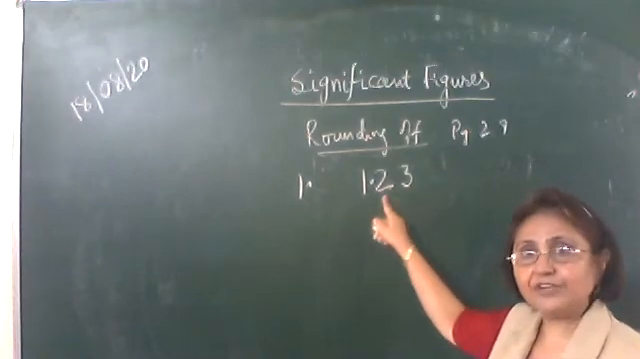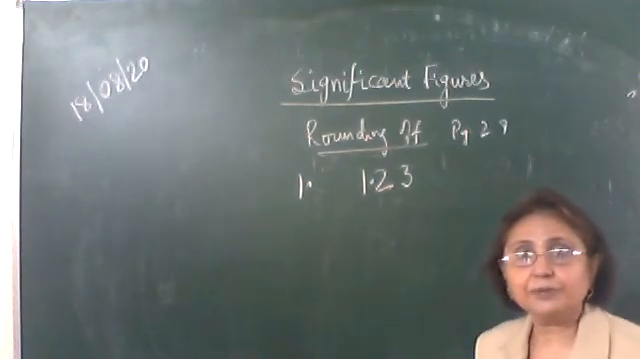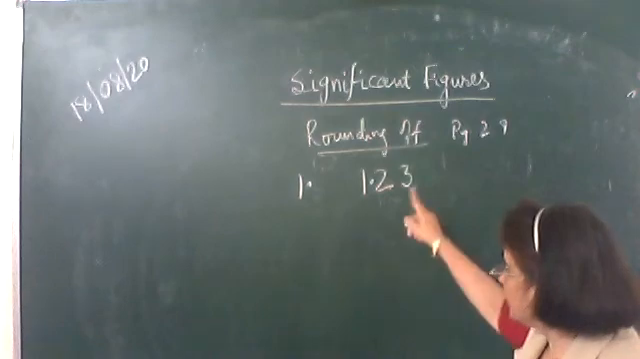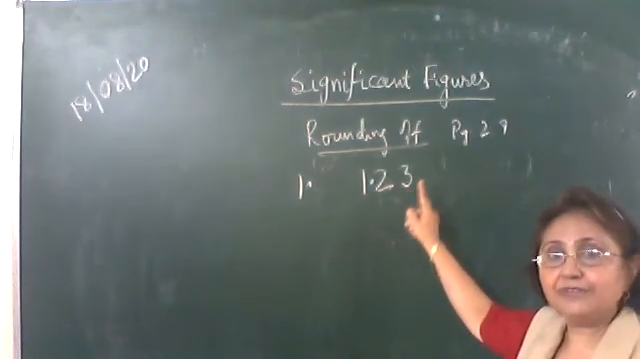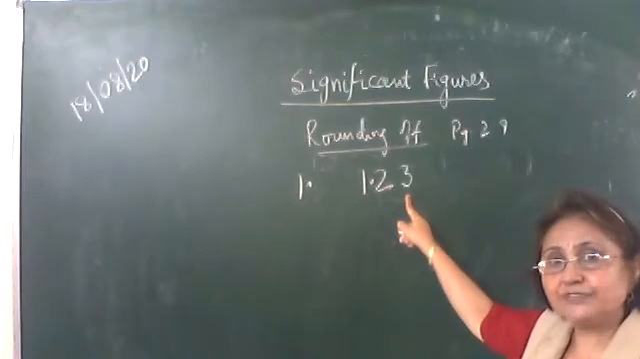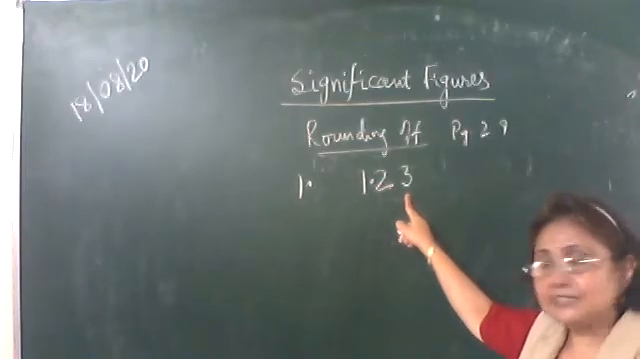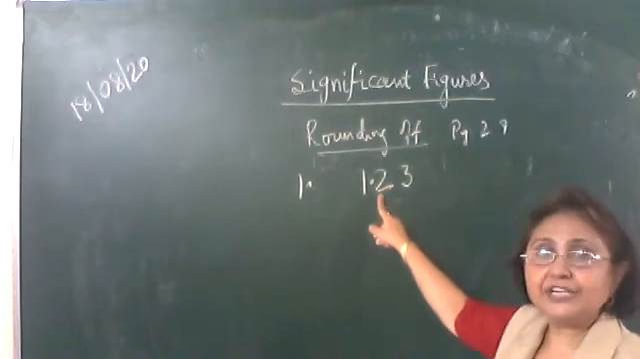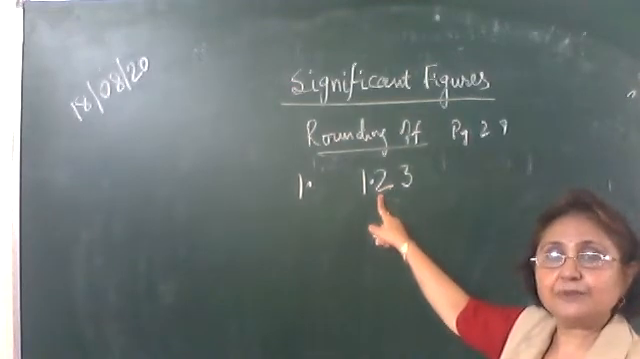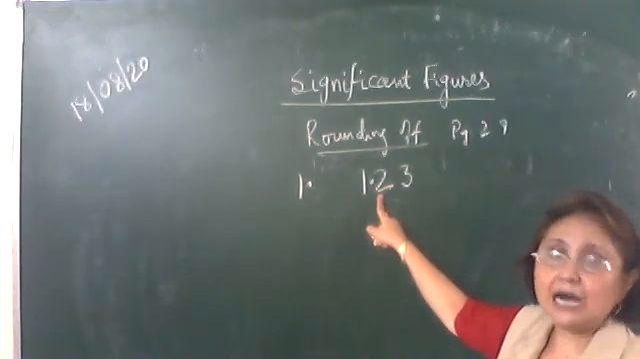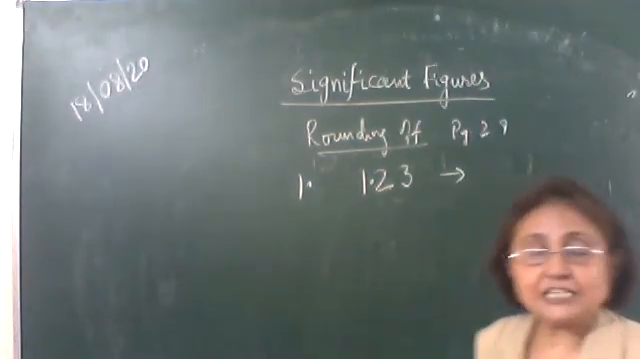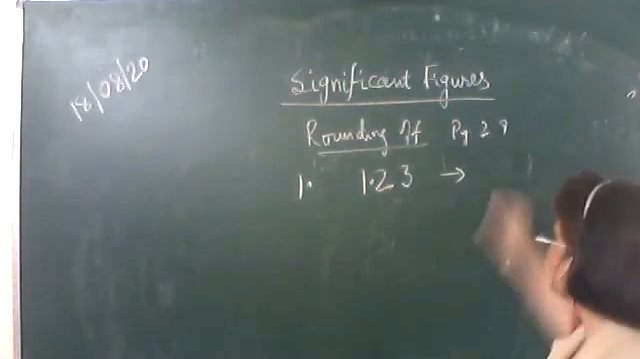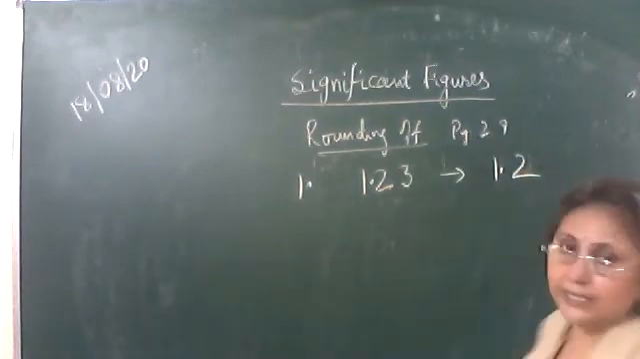Expressing a number in two significant figures means the last digit has to be dropped. If the digit to be dropped is less than 5, and here the digit we have to drop is the last digit, 3, which is less than 5, then the preceding digit, the digit just before it, will remain unchanged. So 1.23 in two significant figures will be 1.2 only.